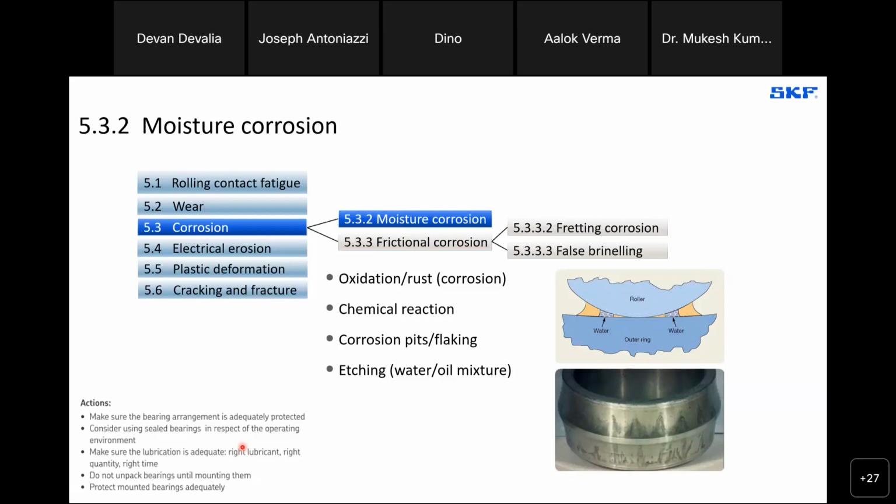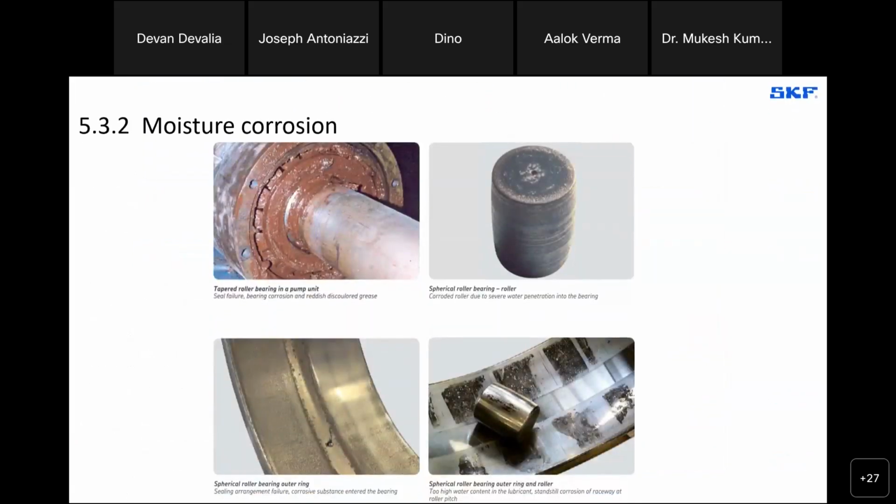We might want to deal with that. So a whole lot of things to think about and look at if moisture corrosion is an issue. Okay, some examples here. Note, like I said, it's got a slight waviness to it.